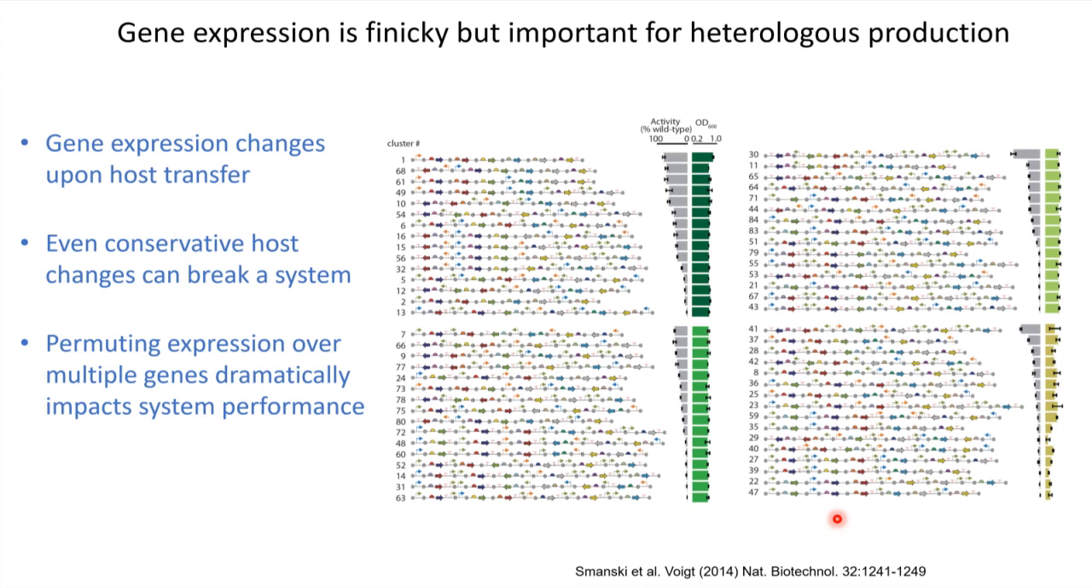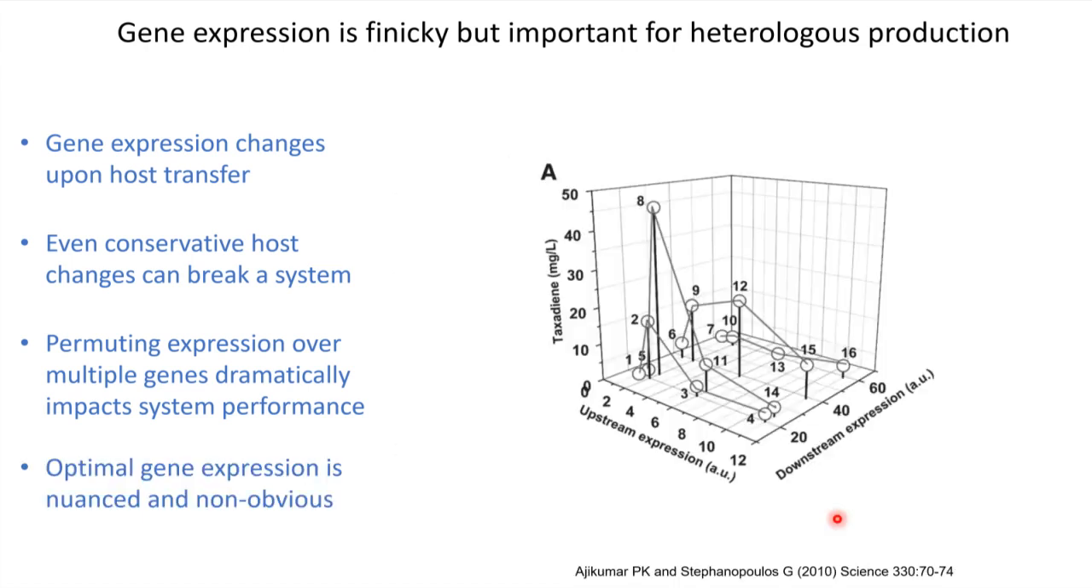And the last point that I want to make is even given the ability to control gene expression across these multiple genes, it's not always obvious where you want to set your expression levels. So for the few metabolic pathways that I would argue have been most extensively optimized from a genetic standpoint, and those include the taxadiene pathway in E. coli, which is a product of the Stephanopoulos group at MIT, and the artemisinin biosynthetic pathway that was transferred into yeast by the Keasling group at Berkeley.